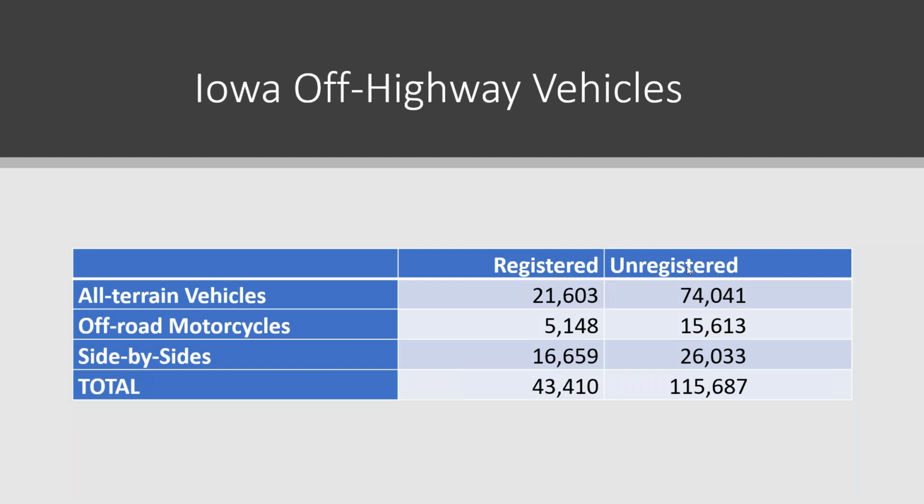Okay, here's a quick look at Iowa's off-highway vehicles. I've got them split into registered and unregistered machines. And you'll notice that we've got 43,410 registered machines, and there's 115,687 unregistered machines on the title list. That's 2.66 unregistered machines for every registered machine.